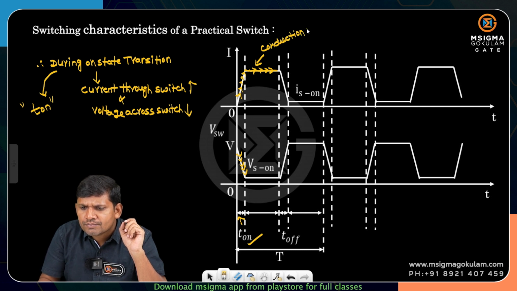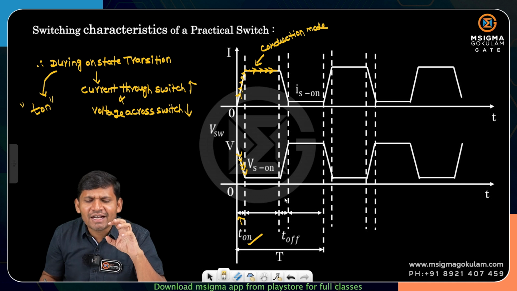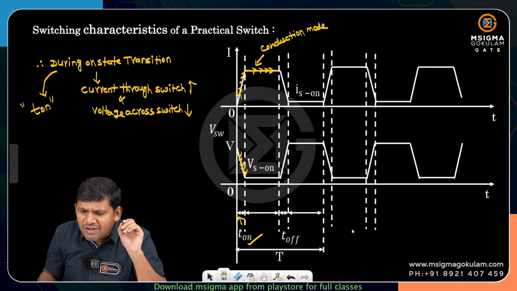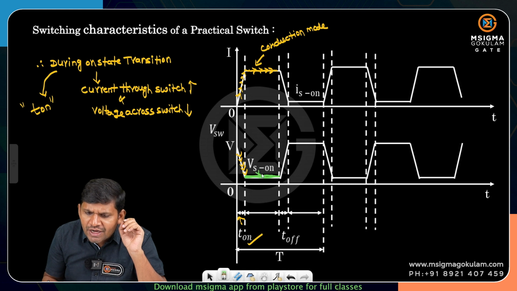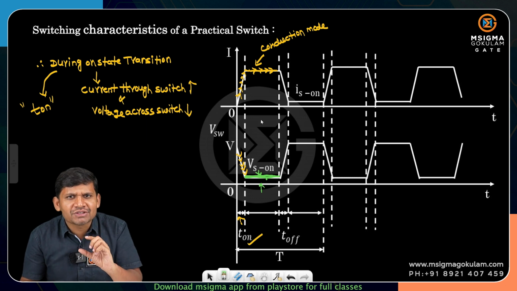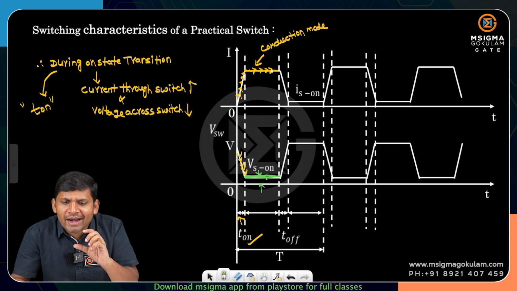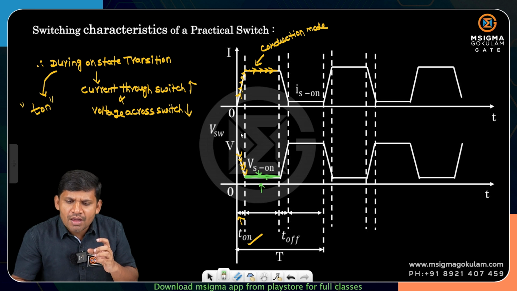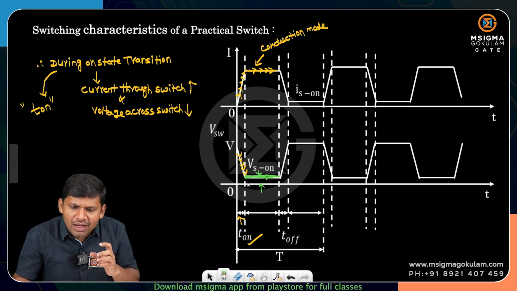In conduction mode, if the device is conducting, practically there is some voltage drop across the device, students. This is the on-state voltage drop. This on-state voltage drop into current gives the conduction losses. That is the meaning of conduction losses. But this region gives the turn-on switching losses.